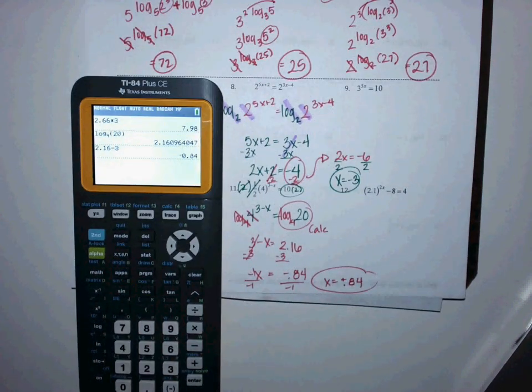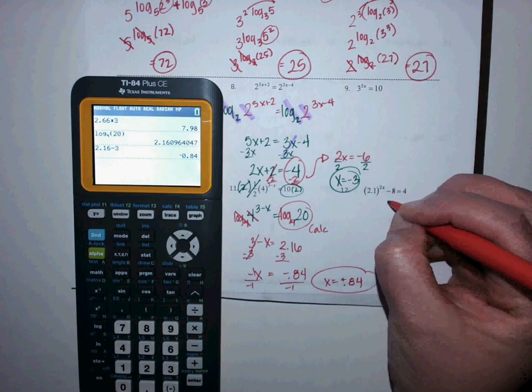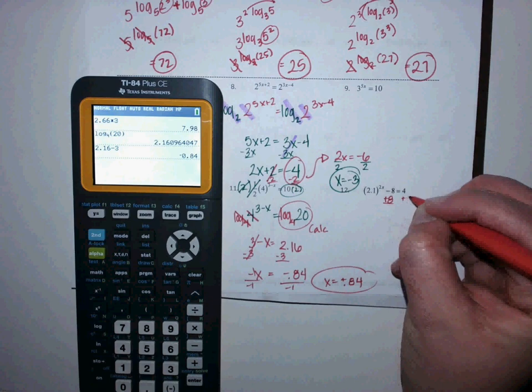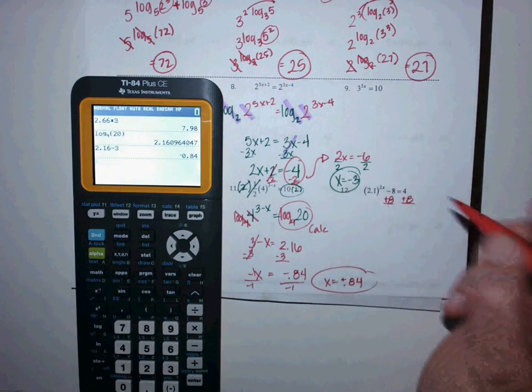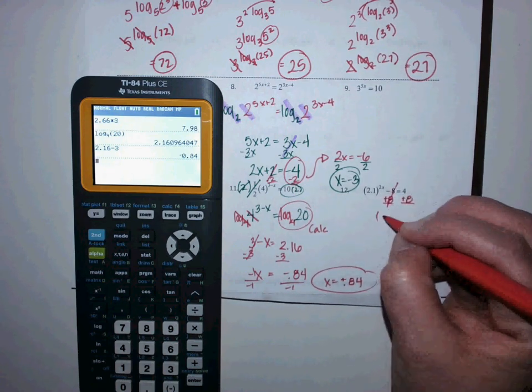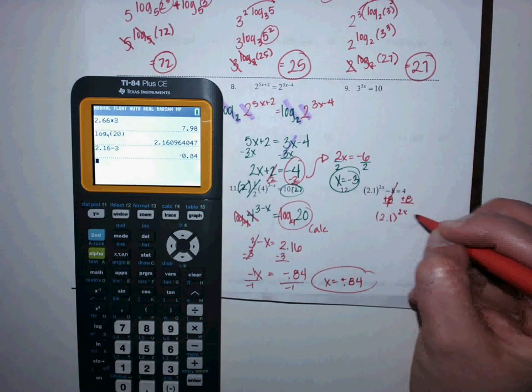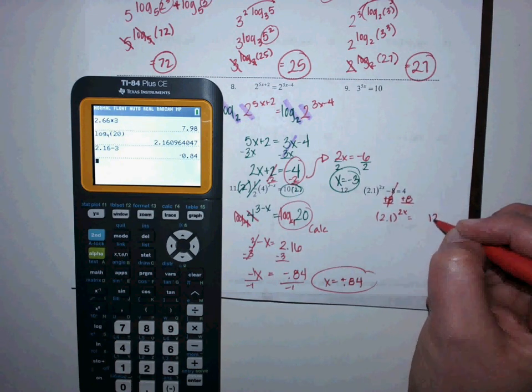Okay? Alright, last one we're going to do off this page. Take a look at number 12. Number 12, first thing I notice is that I have this minus 8 that has to go. The way you get rid of a minus 8 is by adding that 8 across. So negative 8 plus 8 cross out here. And I have 2.1 to the 2x equals 4 plus 8 is 12.